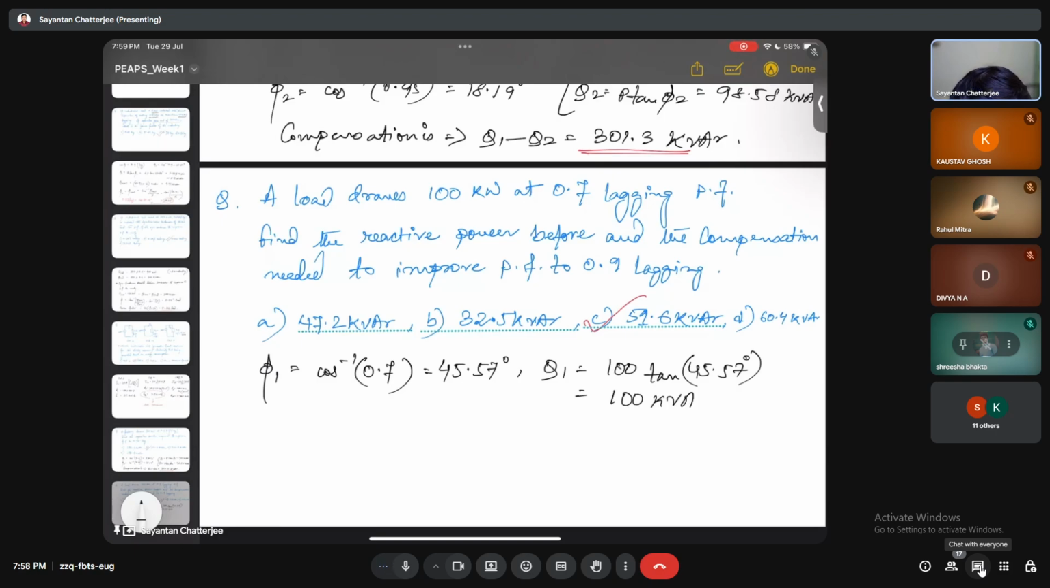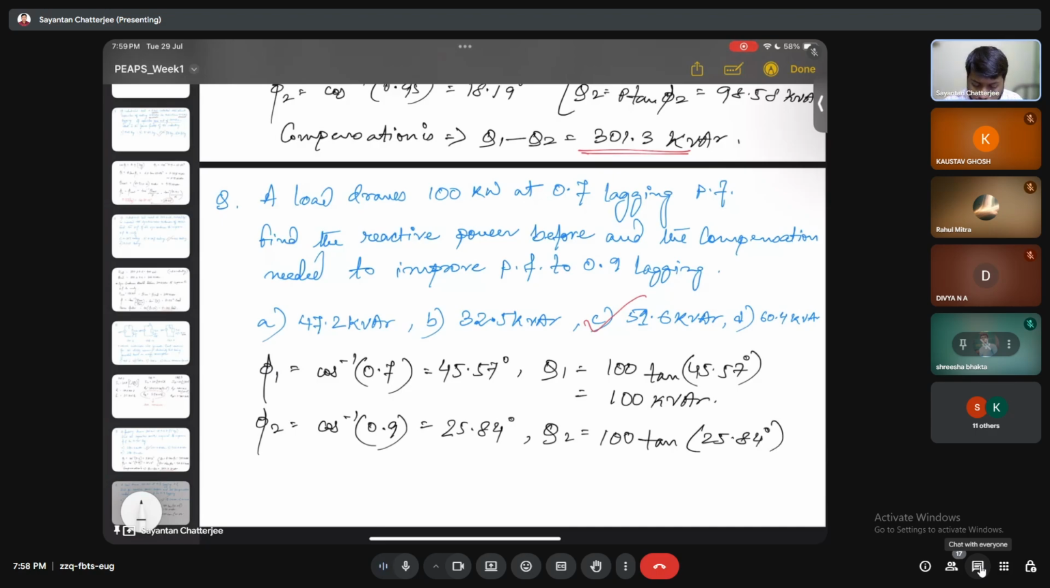Now phi 2 is cos inverse 0.9, and this would be 25.84 degrees. So Q2 will be 100 tan 25.84, and this is 100 into 0.4842, that is 48.42, about 48 kW.